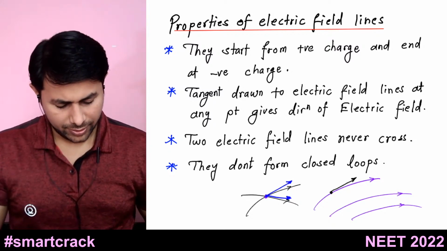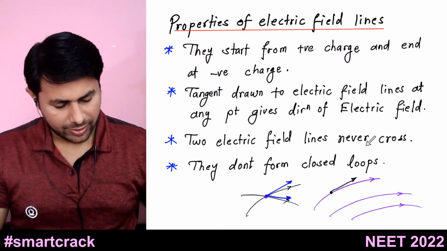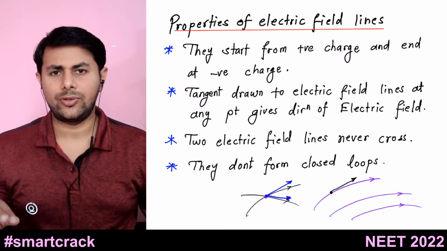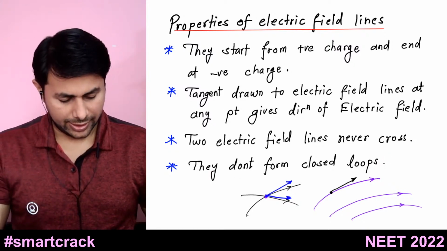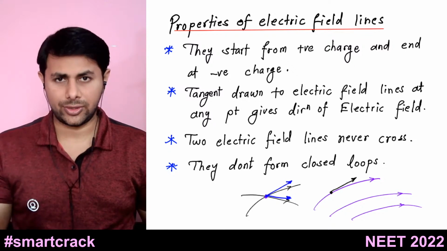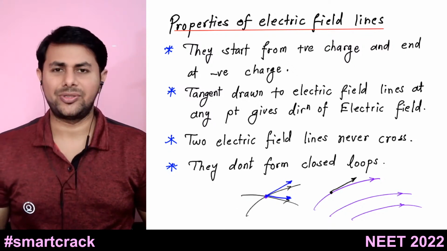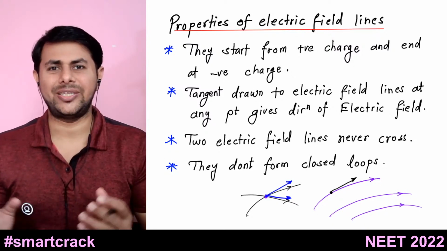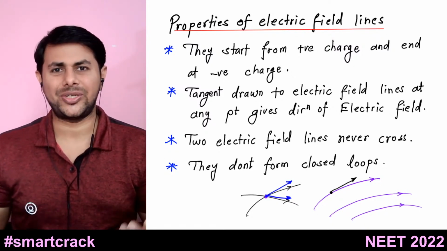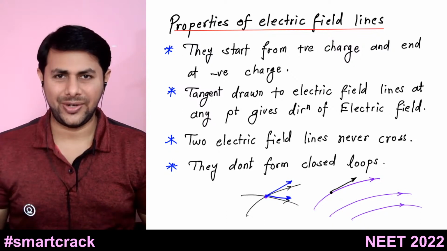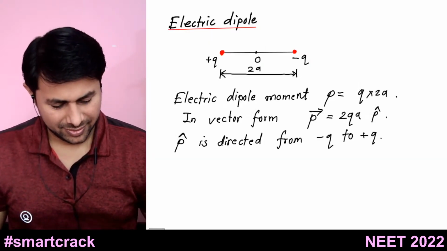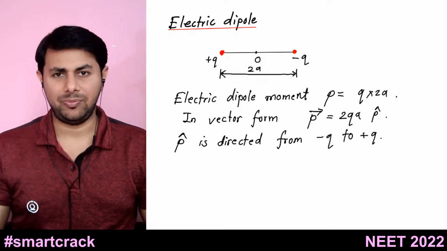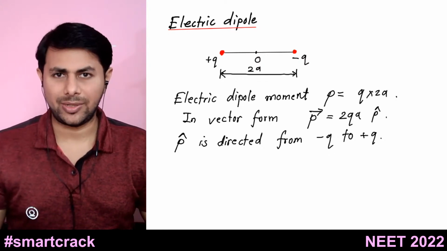So the two electric field lines never cross each other, and they also do not form closed loops. If they form a closed loop, you don't know where they are originating from and at which point they are ending. So you don't know what the source of those electric field lines is. That's simple. Those are the properties of electric field lines, and there can be some questions on them.